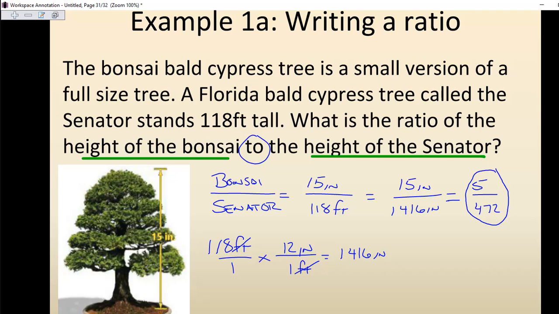Now one way, as I mentioned, if the sum of the digits can be divided by 3 evenly, then 3 goes into the number evenly. That's why we chose 3, because 1 plus 4 is 5, 5 plus 1 is 6, 6 plus 6 is 12, and 3 goes into 12 evenly, so 3 goes into this number evenly. So our ratio is 5 to 472, which means for every 5 inches of the bonsai tree, there are 472 inches of the Senator tree.